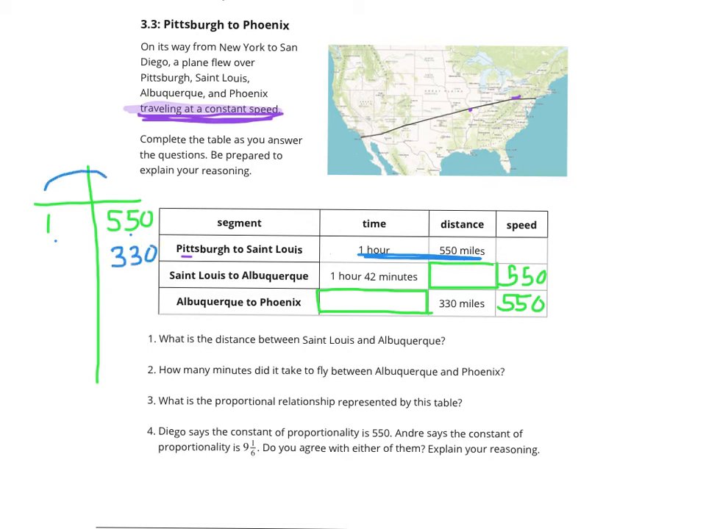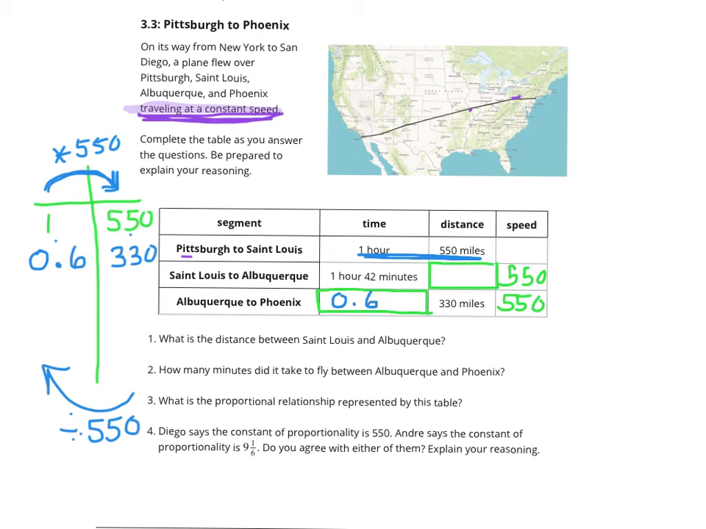So what was my constant of proportionality, or my scale factor, to go from here to here? I multiplied by 550, which means that to go from here to here, from right to left, I'm going to divide by 550. So here's where my calculator comes in handy, unless I'm really good at simplifying fractions. 330 divided by 550 gives me 0.6, I believe. I think that's right. Okay, 0.6, what would that be in terms of time? Well, that's 6/10 of an hour.